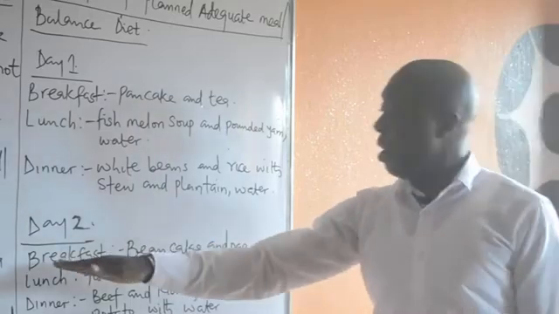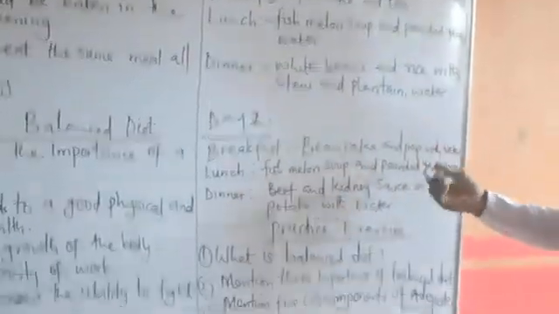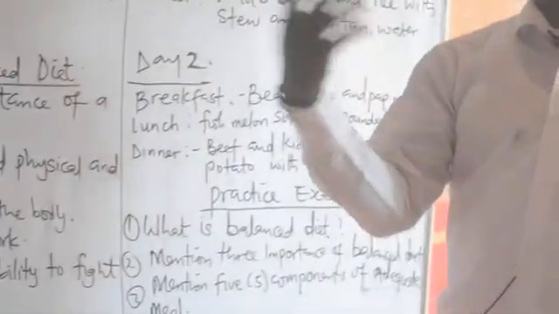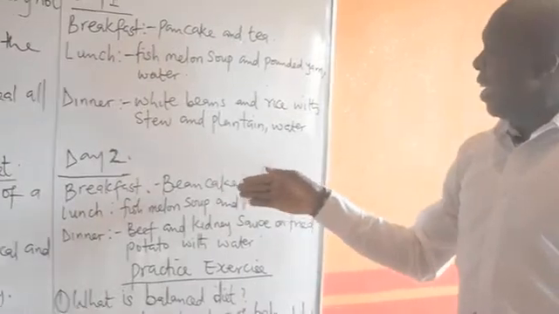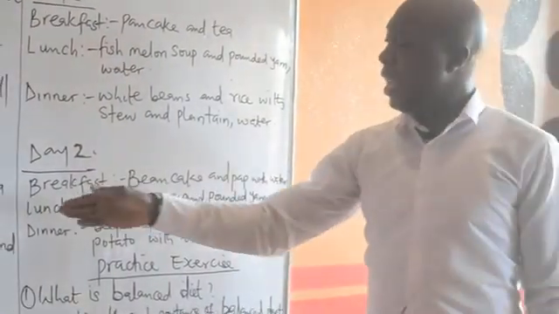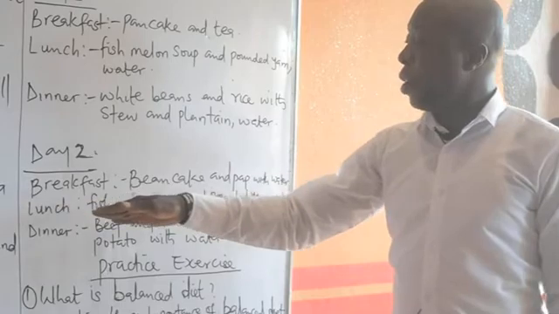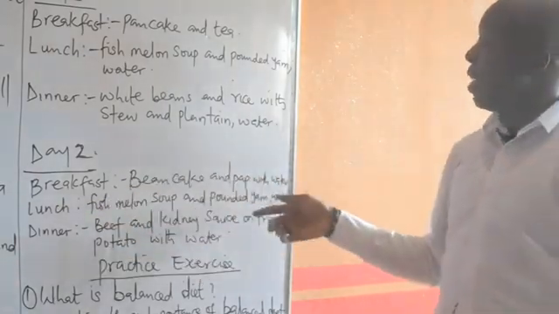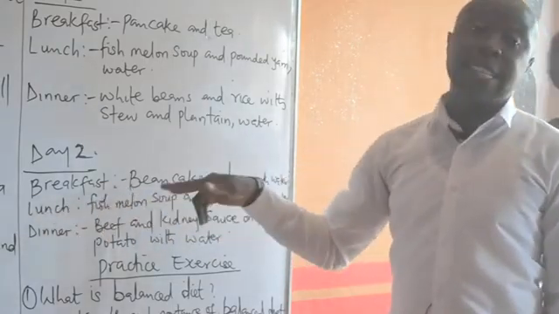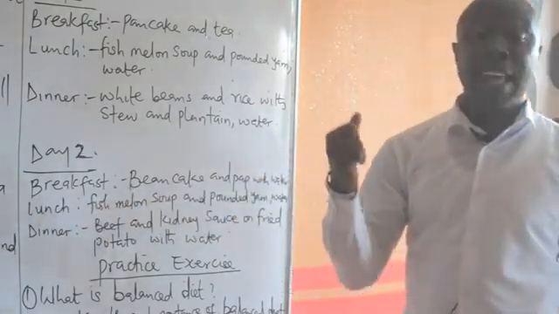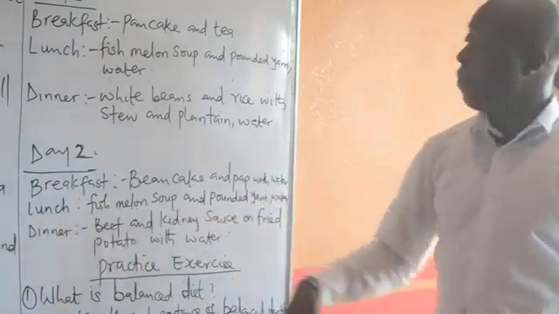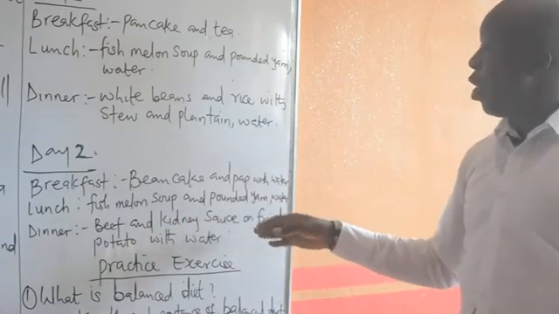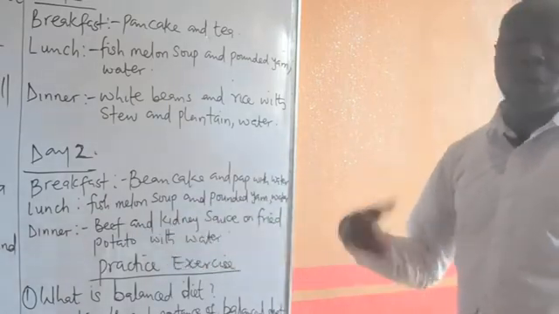Day 2, breakfast, beans cake and pap. Another name for this beans cake is akara, commonly known as akara. Beans cake and pap with water. Then during the afternoon, you are expected to eat fish, melon soup, and pounded yam. Remember, during our lunch period, it is expected of us to eat a very heavy meal. Then dinner, before going to bed, you can eat food like beef and kidney sauce on fried potato with water.